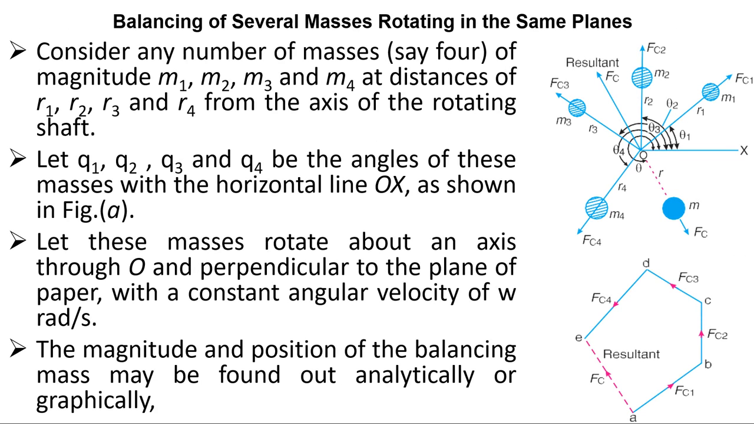Okay, so next we will see balancing of several masses rotating in the same plane. You can see in the figure there are several masses rotating in the same plane, and you have to find the counterbalance so that the entire system is balanced. Here take a number of masses, for example 4, that is m1, m2, m3 and m4. Let us see this figure, where we have different masses at different planes.